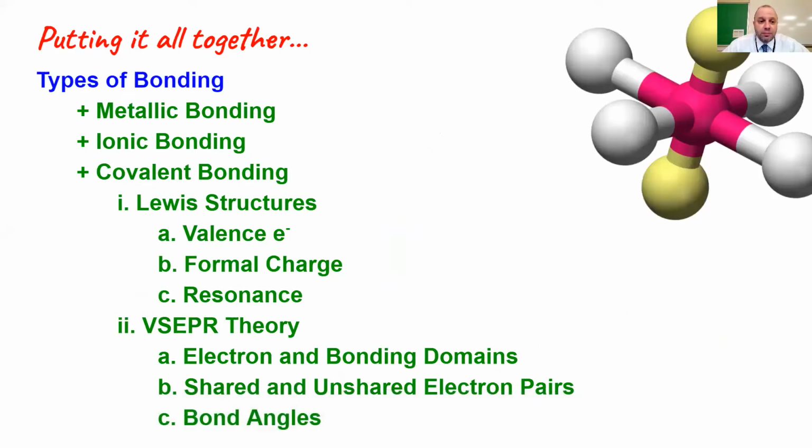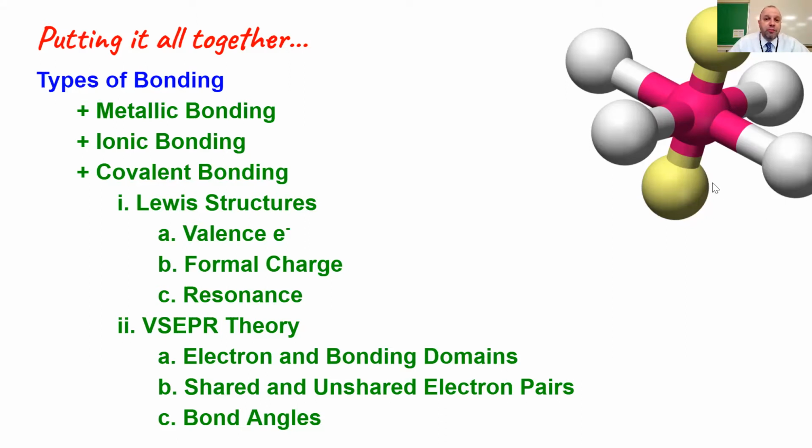So we have already covered metallic bonding and ionic bonding, and we are currently in the midst of talking about covalent bonding. So far, we've learned how to write Lewis structures, how to count valence electrons, how to calculate formal charge, and when molecules have resonance. What we're going to add on to that, and what we talked about recently, was VSEPR theory. We differentiated between electron domains and bonding domains. We talked about shared and then unshared electron pairs, and we went over all the bond angles using those models, those awesome 3D models that we saw in our earlier lesson.